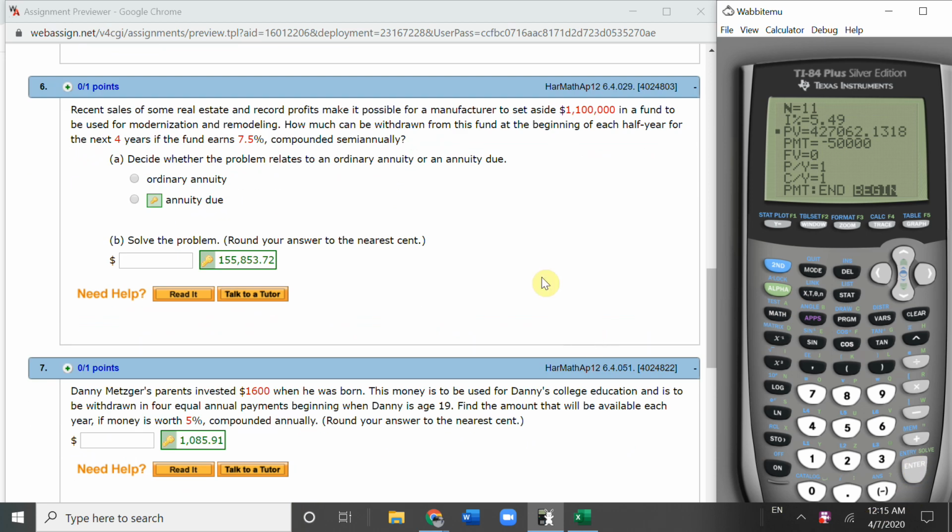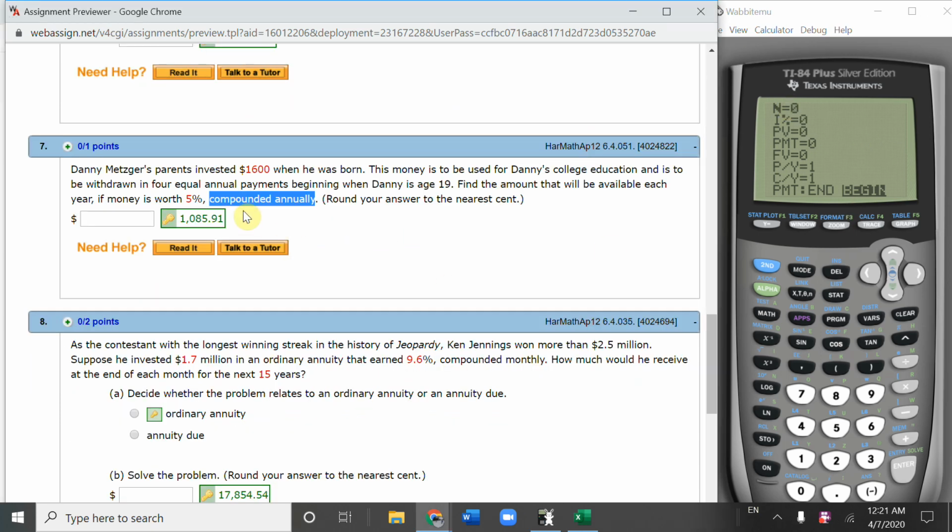Number 6. Compounded semi-annually, so 2. 4 years, 4 times 2. And also the beginning. Here is a deposit, so later you get money back. So it's negative 1150. Then go to payment, reset to 0, cover the 0, alpha, enter. So that you could get the money every half year.